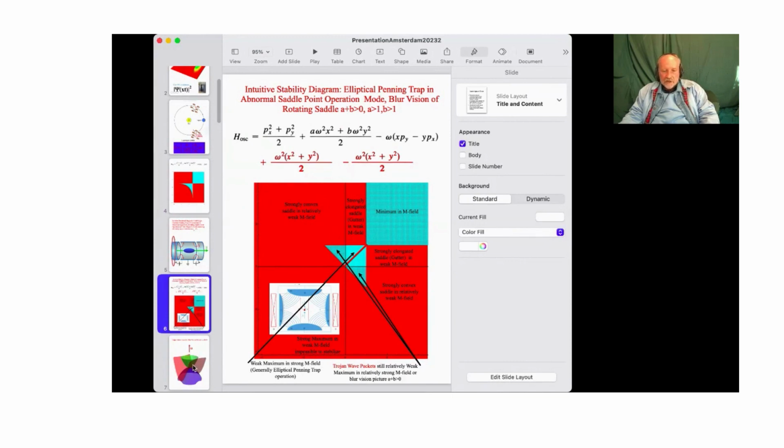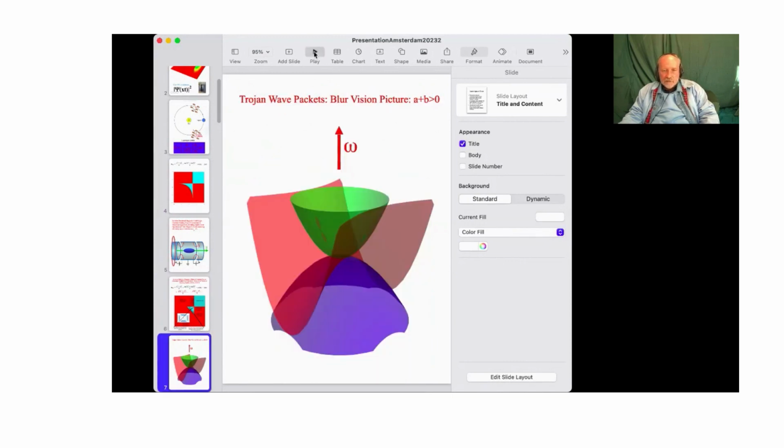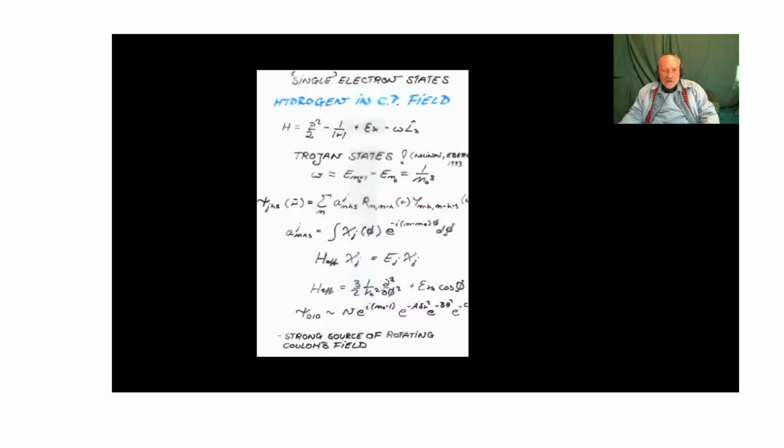Okay, now there are critics of the harmonic theory, that it works only for very small laser frequencies, or electromagnetic field.